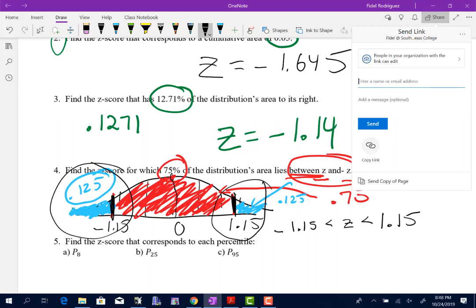So it's telling me, okay, the middle is 75%. What are the two boundaries that give me that 75%, right?